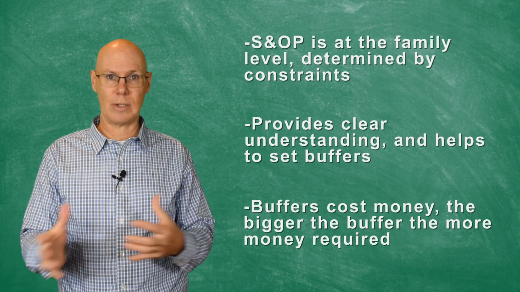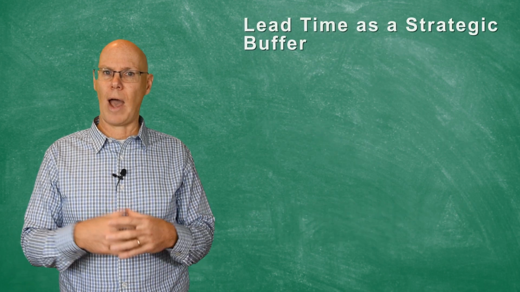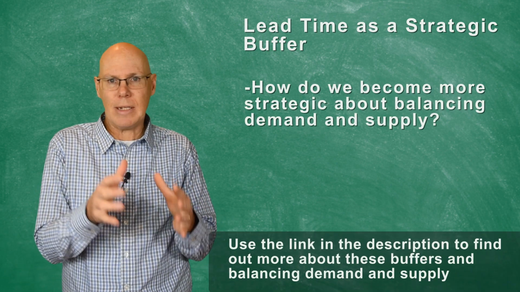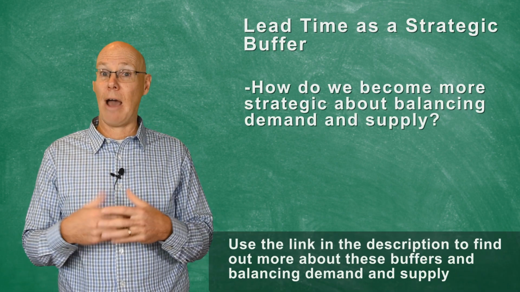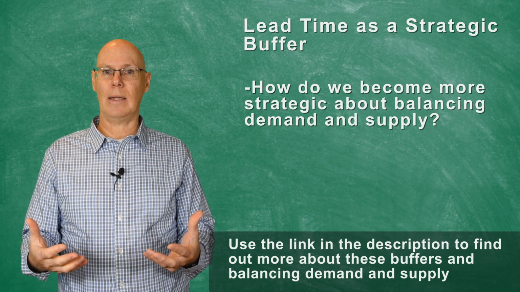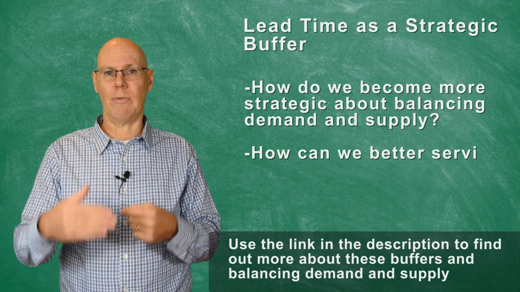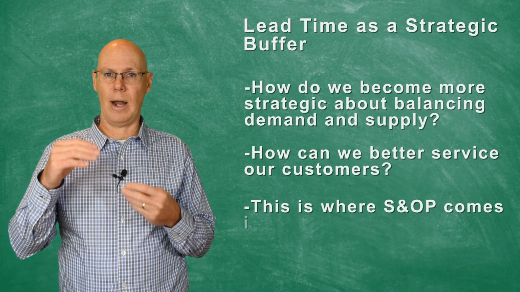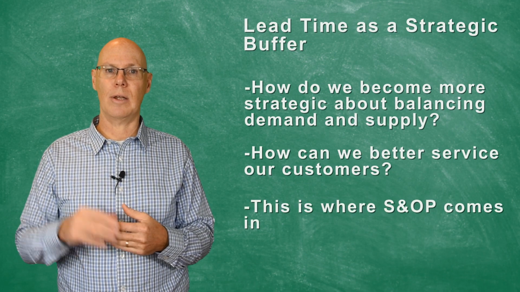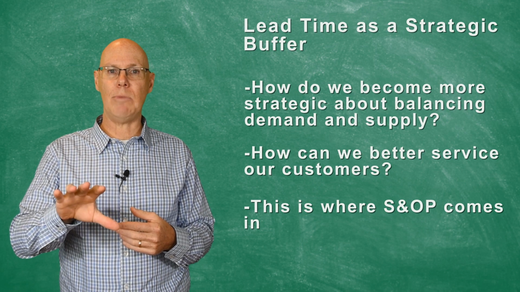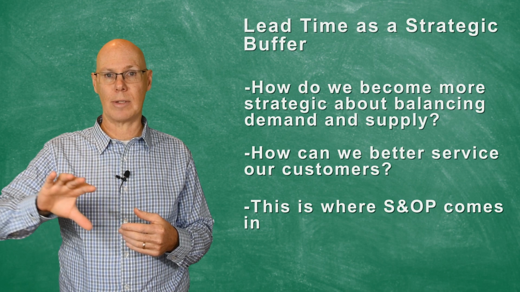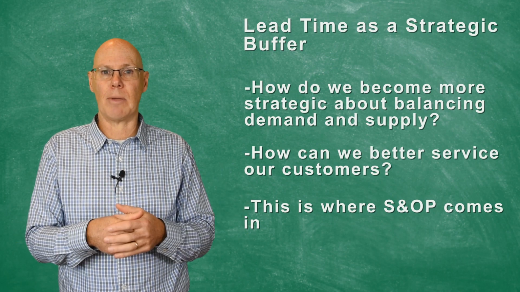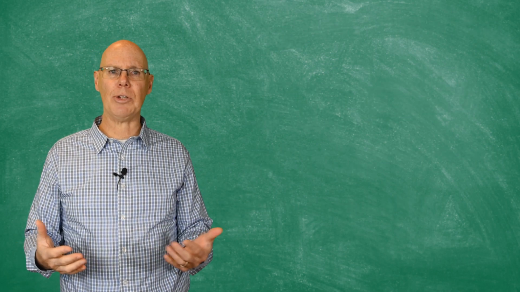This brings us to lead time. So how do we become more strategic about managing this rub between demand and supply, and how can we do this in a way that we can better service our customers? This is where the S&OP process comes in. Specifically, how do we communicate our demand requirements, and especially around this concept of using lead time as a buffer? So how do we do it?